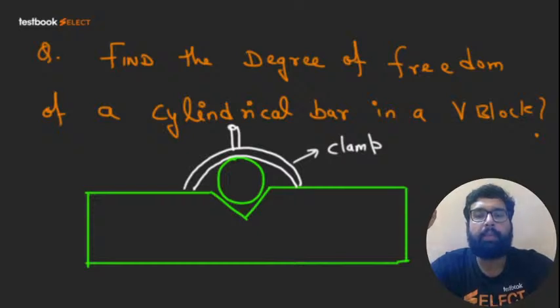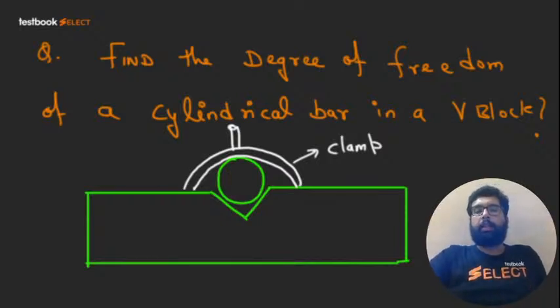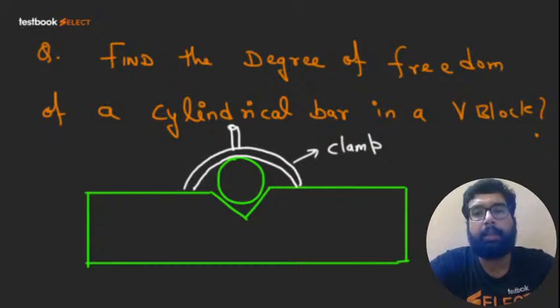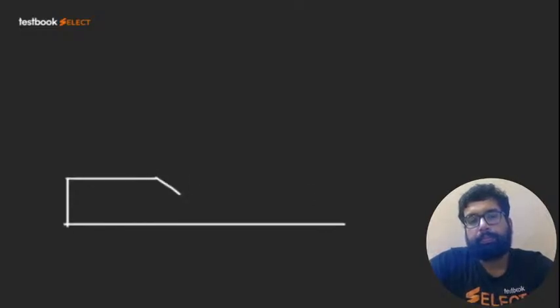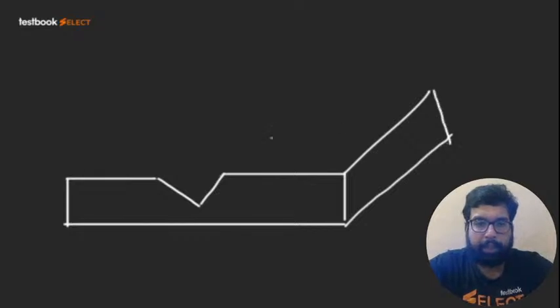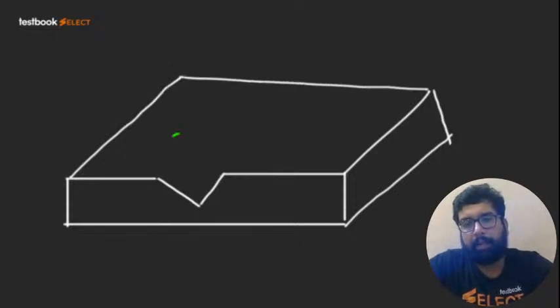You have to make some imagination here. If there is a V block, this figure is definitely in 2D. Now if I extend it in 3D, it will look somewhat like this. And there is a cylindrical workpiece over it.